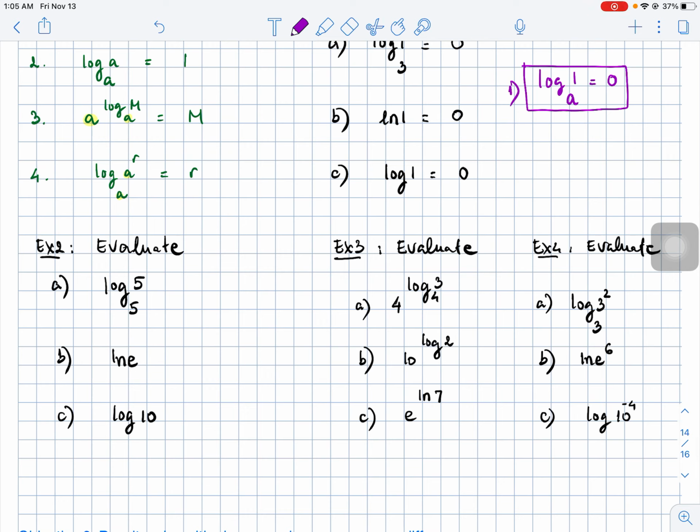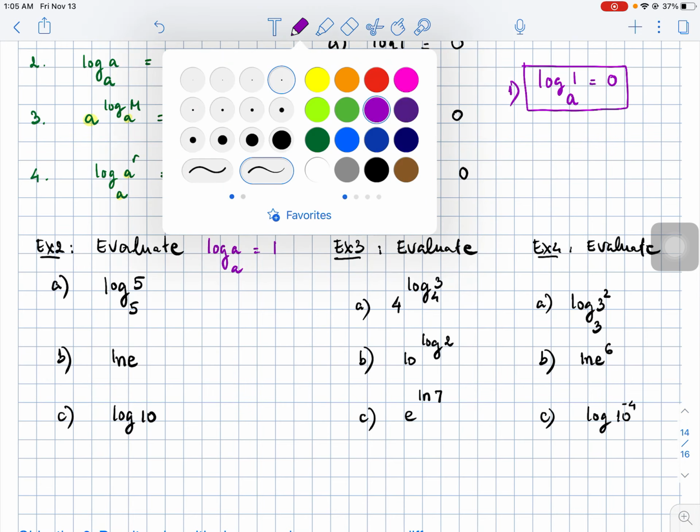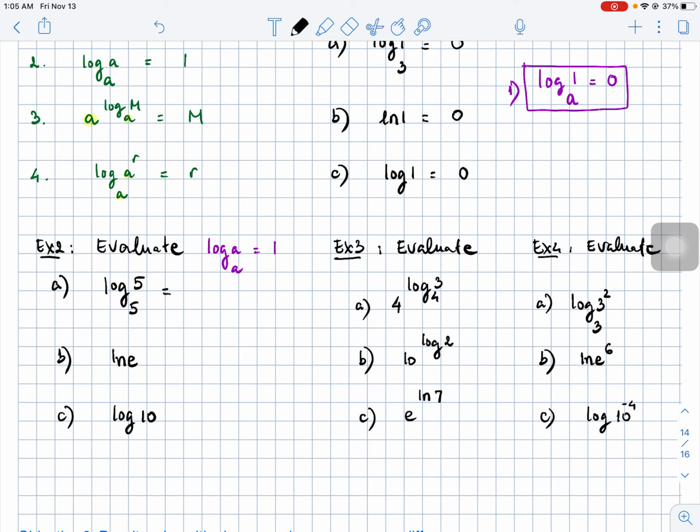Number 2, we look at property number 2. If the argument and the base are the same, then the answer is 1. Think about the definition: a to the 1 is equal to a. In part A, you see 5 and 5. The argument and the base are the same. Then 5 to the 1 equals 5.